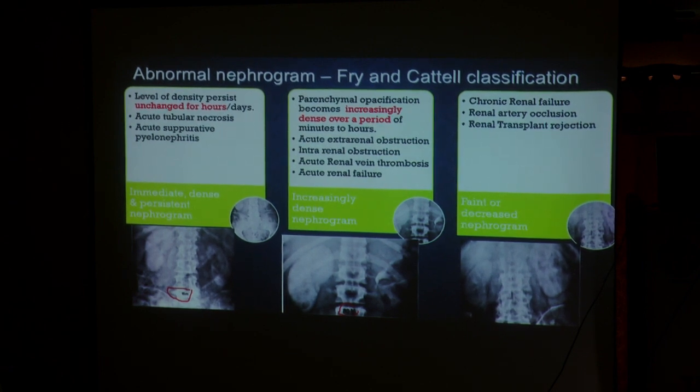And the third one is faint or decreased nephrogram, which we will see in any type of renal failure or renal artery occlusion or renal transplant rejection. So this completes the first question.